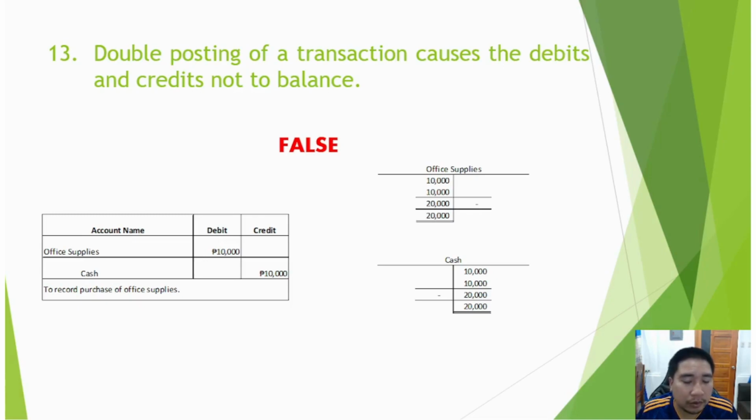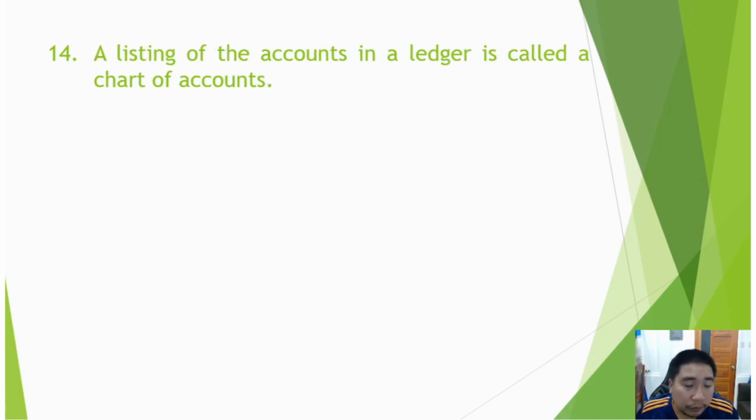Okay, because double posting will only mean that you recorded the transaction twice, but that would still maintain the balance of your accounting equation. So no, that will not affect your trial balance as far as the totals of your debits and credits are concerned. Number 14, a listing of the accounts in a ledger is called a chart of accounts. This is true.